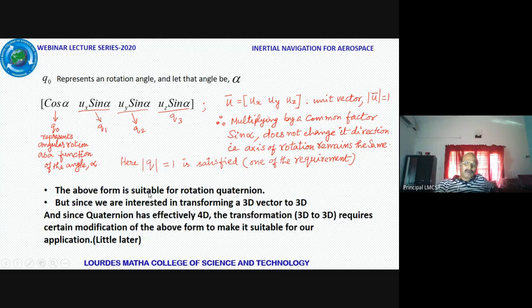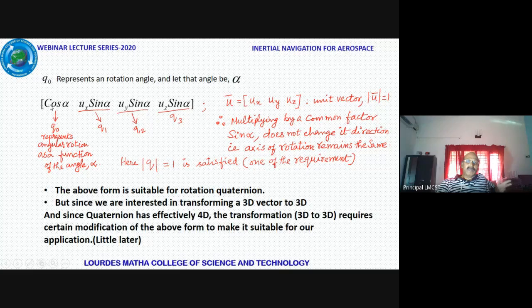So the above form said that way is suitable for rotation. But what happens further, we'll talk about in more detail later. We are dealing with only a 3D vector, and we want to transform a 3D vector from 3 dimensions to 3 dimensions only. But we have a quaternion which has 4 elements, so in some sense this is a 4-dimensional entity. So if you multiply a 3D vector by a 4-dimensional entity, then we will unwantedly get a 4th component.